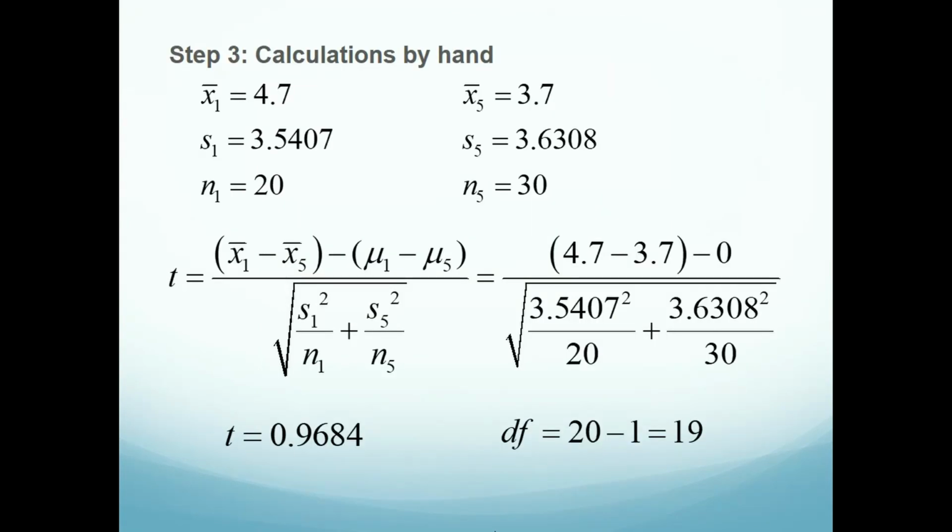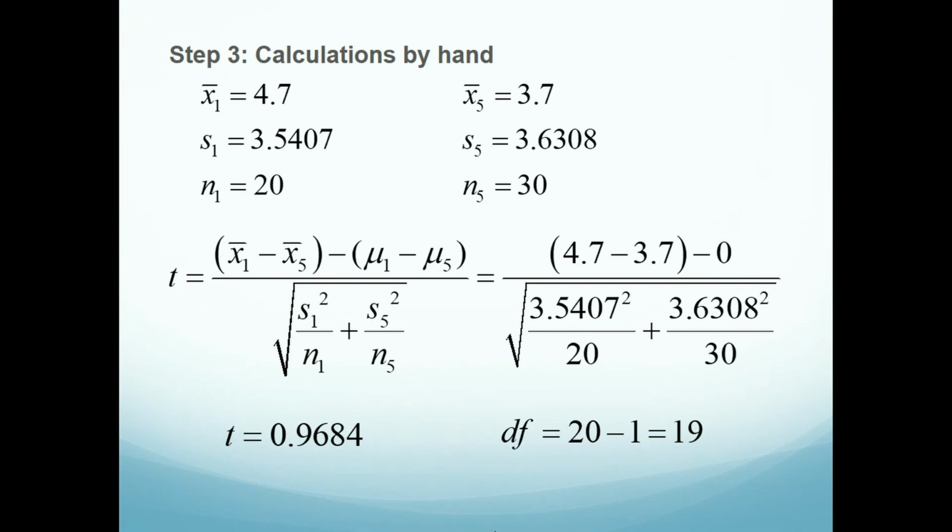All right, step 3 is calculations. We're going to look at these by hand first and then look at calculations using a calculator. Here we have our statistics listed out. We have that x bar sub 1 is 4.7 with the sample standard deviation from period 1 being 3.5407. And our sample size for that period was 20. For 5th period, our x bar was 3.7 with a sample standard deviation of 3.6308 and a sample size of 30. Our test statistic t, the formula is written here. If we plug everything in and run through our calculations, we end up with a t of 0.9684 and a degrees of freedom of our sample size 20 minus 1, which is 19.